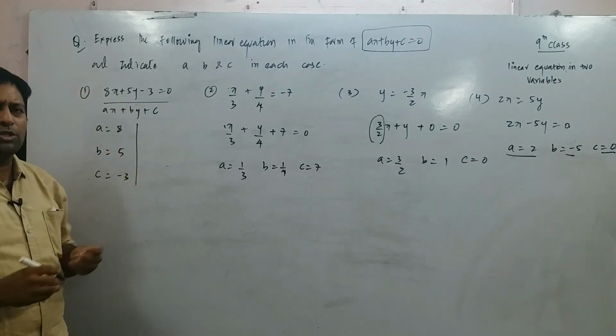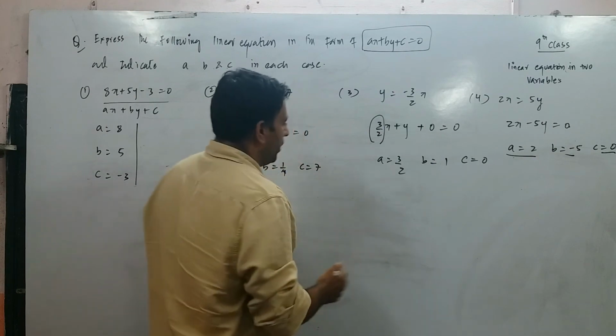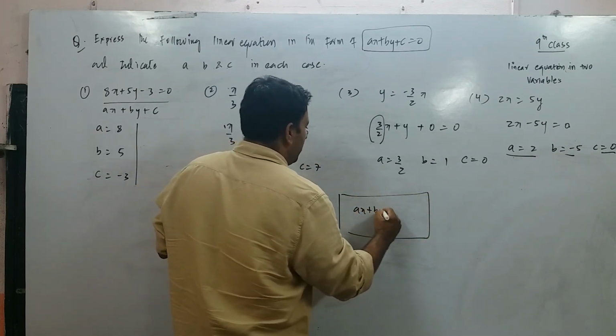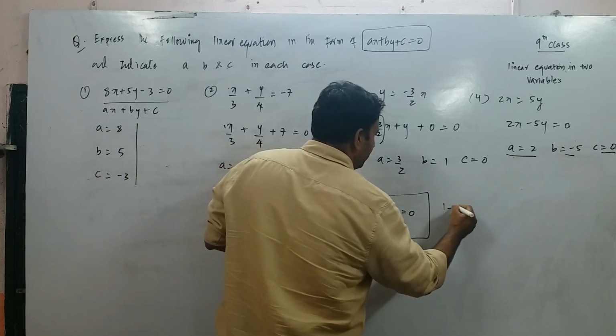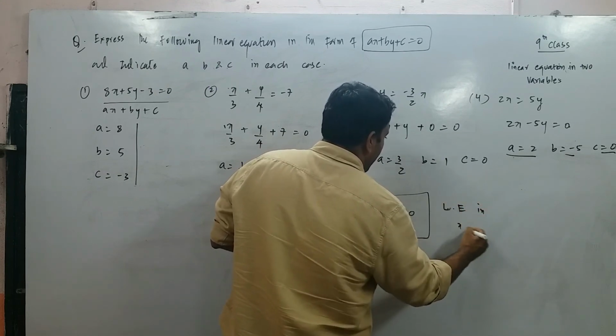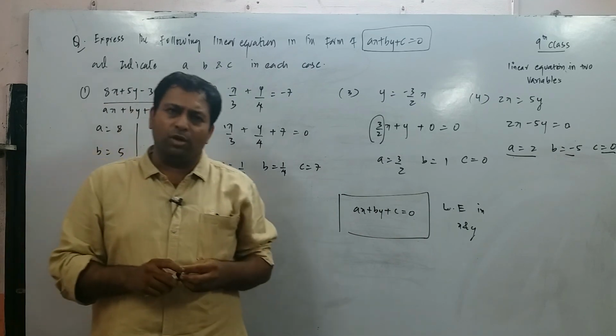Now I am sure you understood the concept of linear equation. Let me explain you. Any equation, finally, any equation of the form ax plus by plus c is equal to 0 is called as a linear equation in variables x and y. So this is called as a general form of linear equation. I am sure you understood.